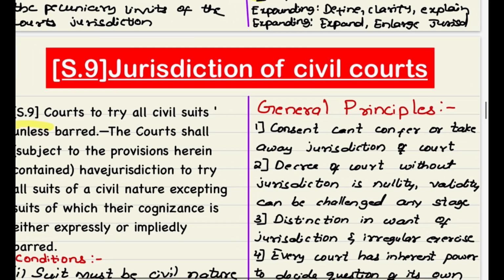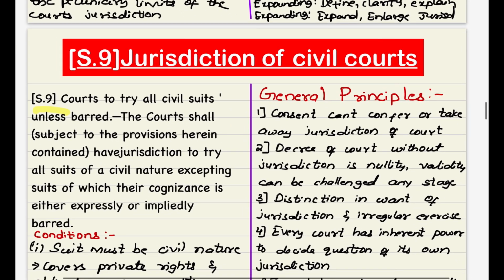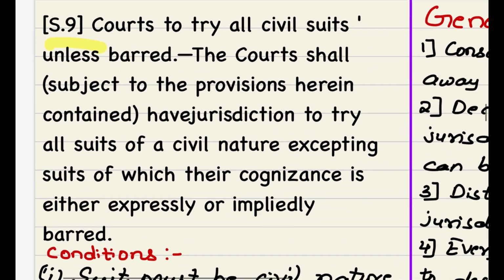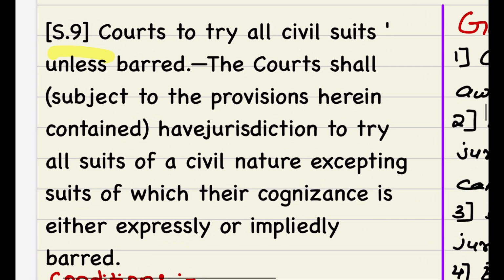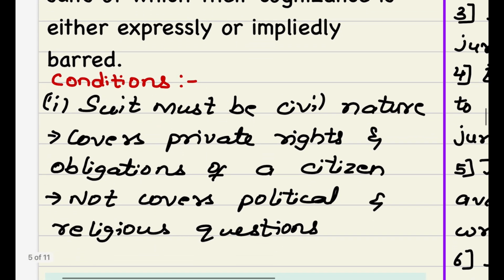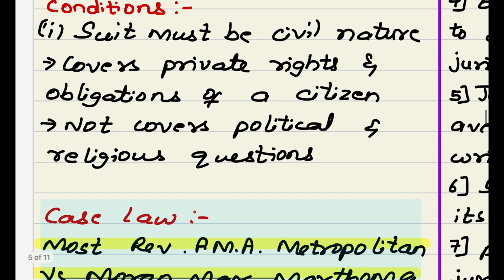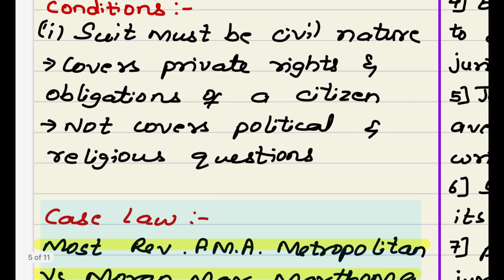The next important matter is jurisdiction of civil courts, Section 9. So what is this Section 9? Courts to try all civil suits unless barred. Courts have the power to try all civil suits unless their cognizance is expressly or impliedly barred. So what does it mean? Conditions. The suit must be of civil nature first, and that covers private rights and obligations of the citizens, and does not cover political and religious questions.